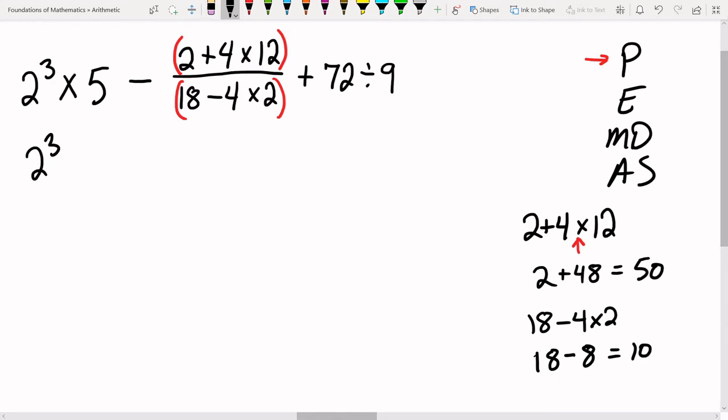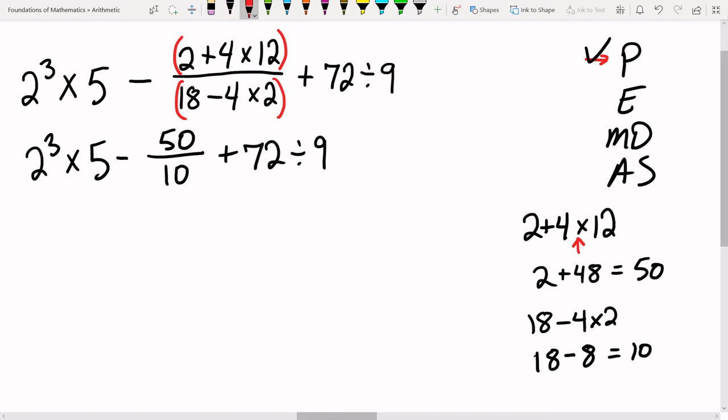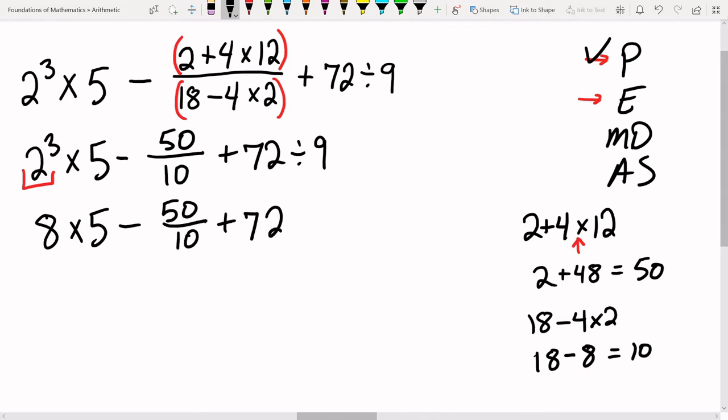Let's rewrite this out with our new quantities. On top we have 50. On bottom we have 10. Plus 72 divided by 9. Okay, and as you can see, there's no more parentheses here, so we're done with that one. Let's look at exponents next. And we have one thing here with exponents. 2 cubed is 2 times 2 times 2. There's going to be 3 2's. So 2 times 2 is 4, times 2 is 8. So let's continue with what we have. And there are no more exponents, so that one's done.